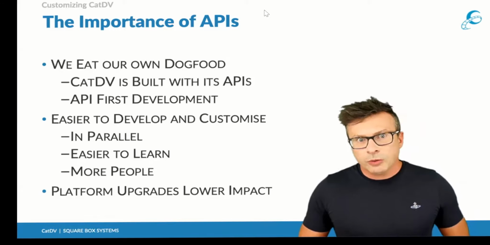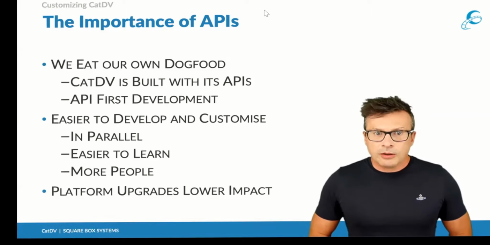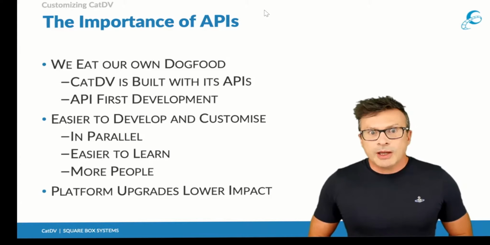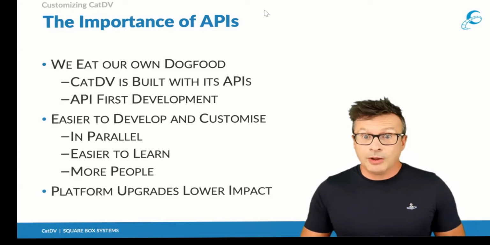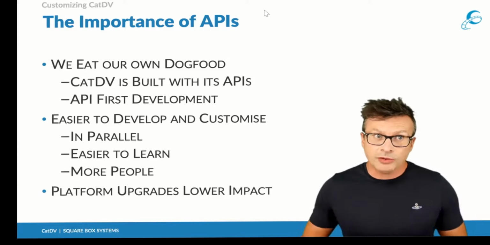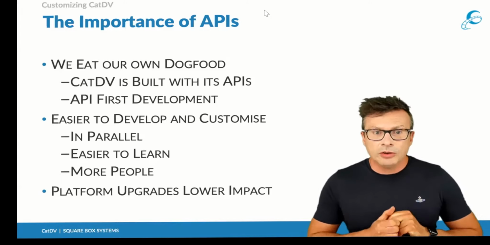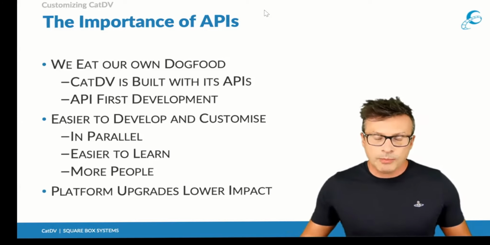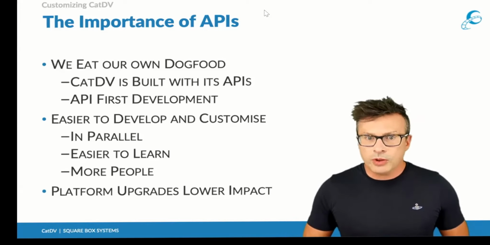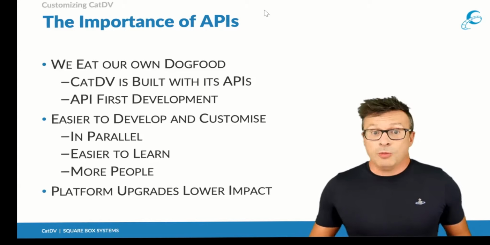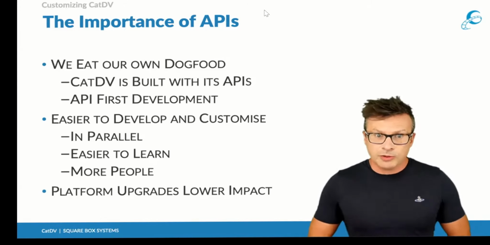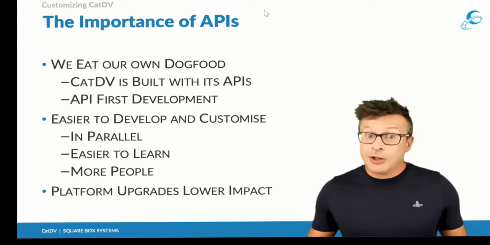What does that mean to us as an organization? Well, and what does it mean to you as our customers and partners? It makes it much easier to develop and customize CatDV. You don't have to rely on us to make changes under the covers. You can go and make some changes yourself, or you can hire us or some of our valid partners to do that for you. It means that more people can work on extending CatDV. You don't have to just rely on our core development team. It's easier to learn as well, right?